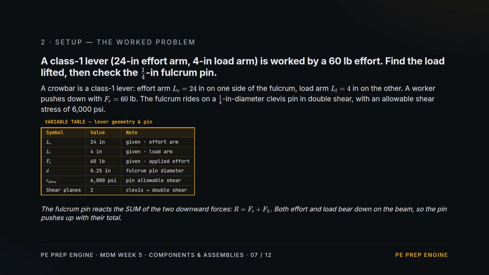Setup. The worked problem. A Class 1 crowbar has a 24-inch effort arm and a 4-inch load arm, worked by a 60-pound effort. Its fulcrum rides on a 1/4-inch clevis pin in double shear with a 6,000 psi allowable. The plan. Mechanical advantage gives the load lifted. Then the fulcrum reaction, the sum of both downward forces, loads the pin, which we check against the allowable.